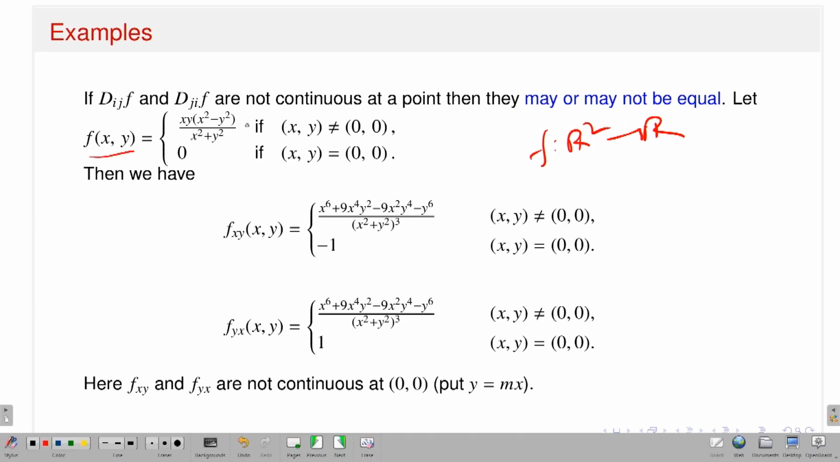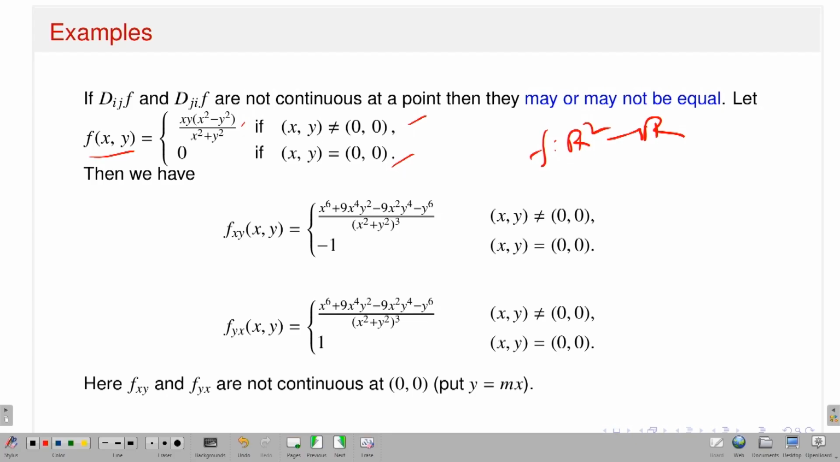So f of x, y is a quotient of two polynomials if (x, y) is non-zero, and it is 0 if (x, y) is (0, 0). That is the given function. I have already discussed many times that with this kind of function you can easily calculate the partial derivatives of f with respect to the x variable and y variable, because if the point (x, y) is non-zero, you just treat it as a function and compute. Only at the breaking point, the origin (0, 0), do you have to calculate the partial derivatives explicitly using the definitions.